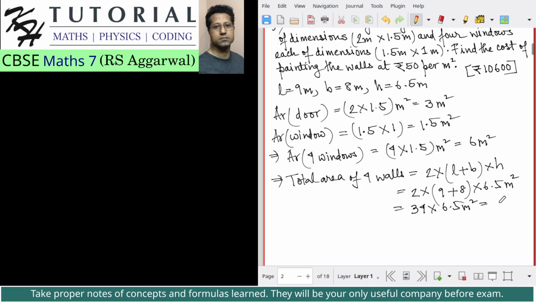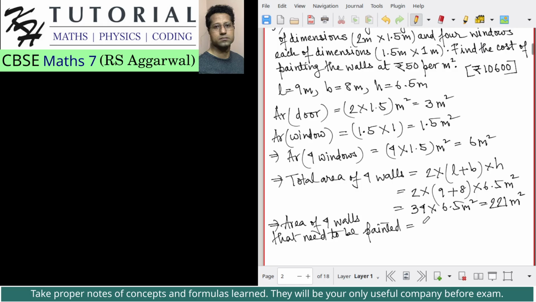6.5 multiplied by 34 is 221. So 221 meter square is the total area of the 4 walls. So the area of the walls that need to be painted will be, we have to subtract the area of one door and 4 windows, because the door and windows will not be painted.